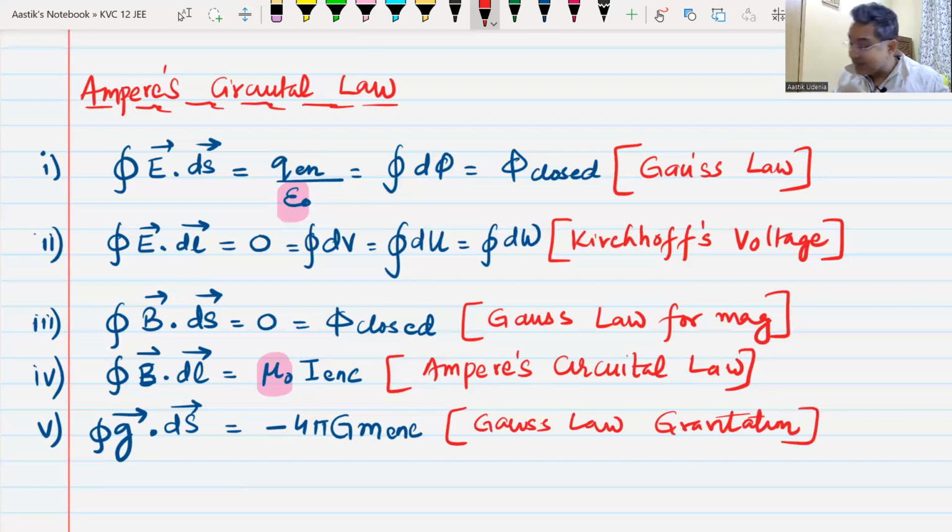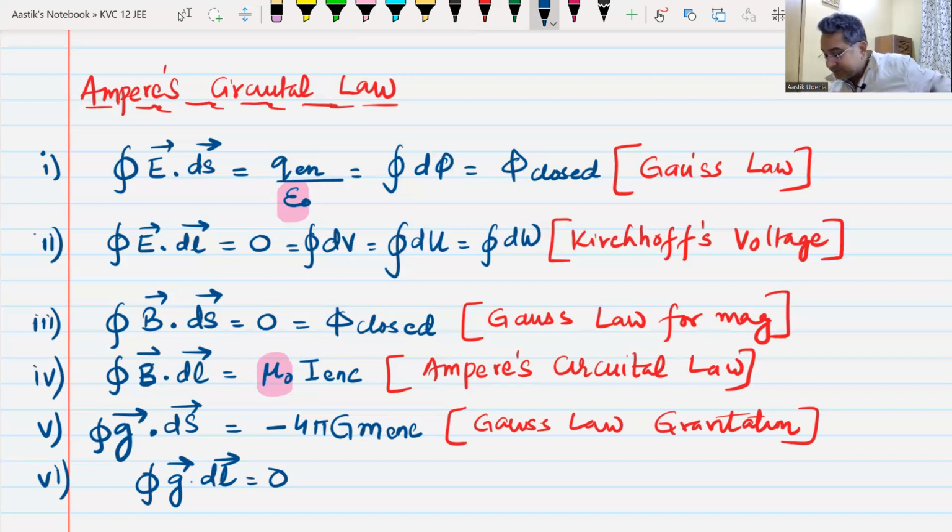And the last but not the least, can anyone tell me what is the last but not the least? Line integral of G with dl will be equal to how much? This will be equal to 0, because this is also a conservative field.